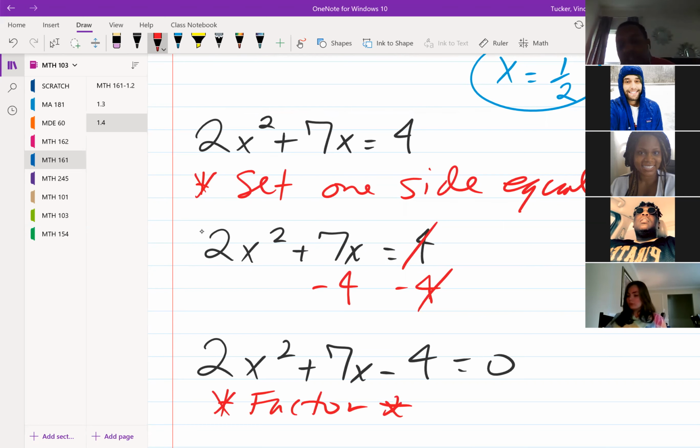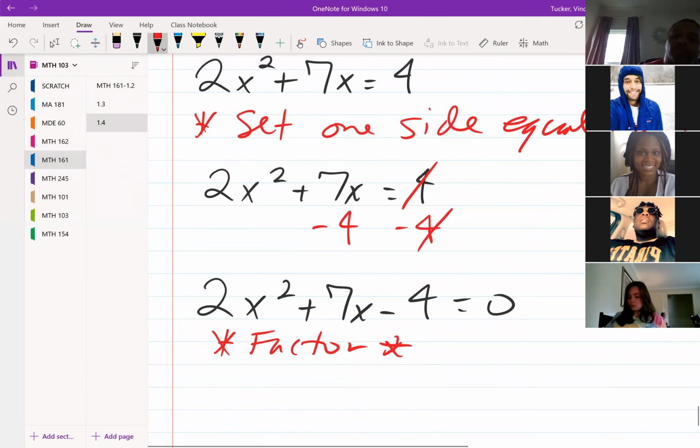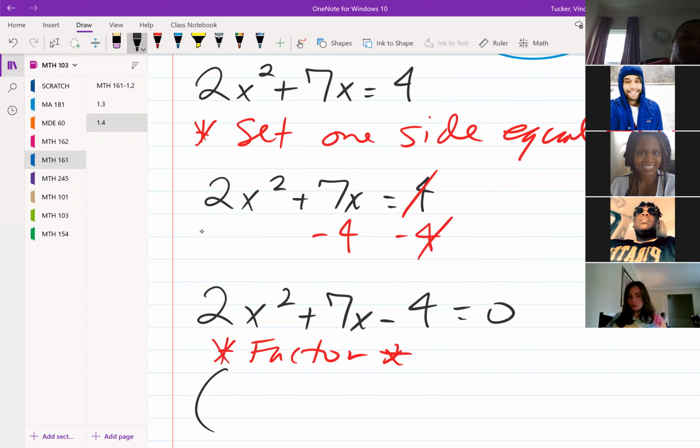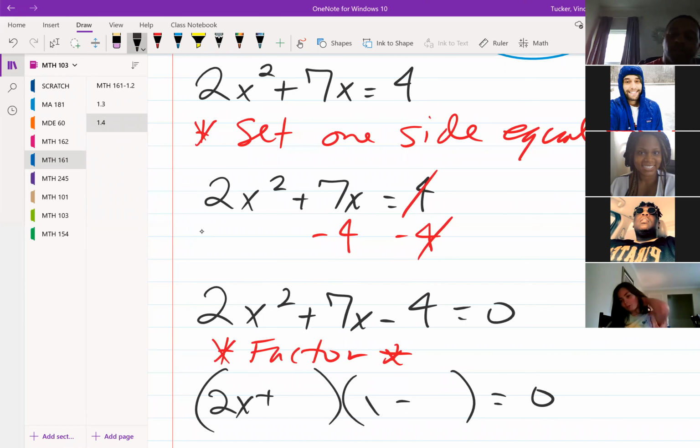Once you have one side set equal to 0, then you go ahead and factor. Now here, because I have a trinomial, if it's factorable, it should be able to factor into my 2 sets of binomials. And my sign should be plus or minus. All right, so I think it's going to be minus, this is going to be plus.